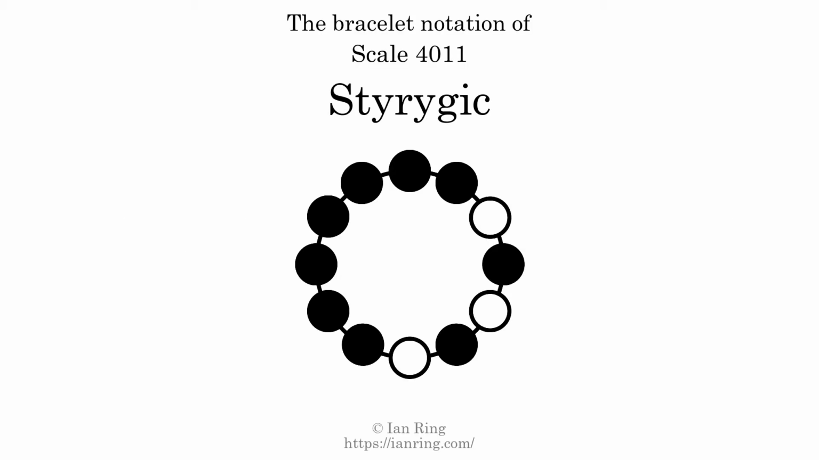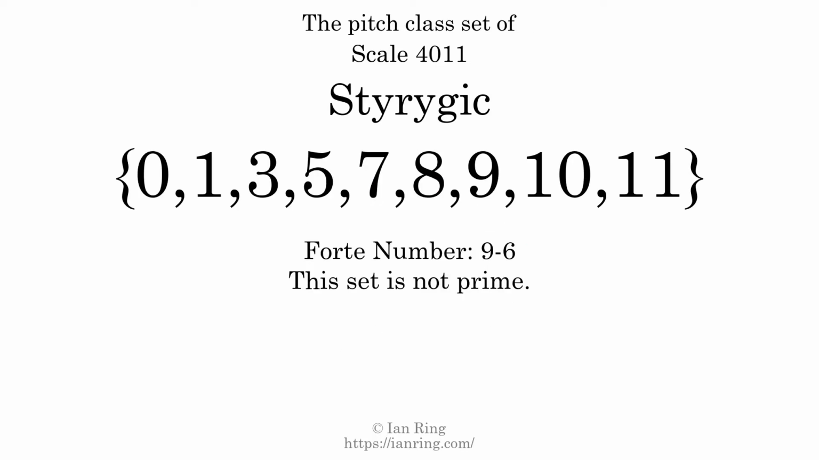This is a bracelet notation diagram of scale 4011. The shaded circles represent tones that appear in the scale, and they are read clockwise, starting at the top. The pitch class set for this scale is 0, 1, 3, 5, 7, 8, 9, 10, 11. The fault class is 9, 6. This set is not prime.